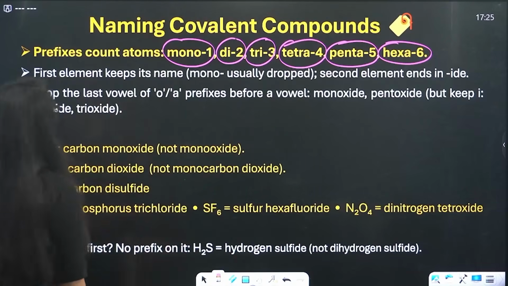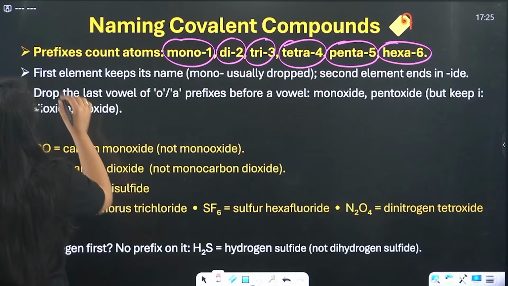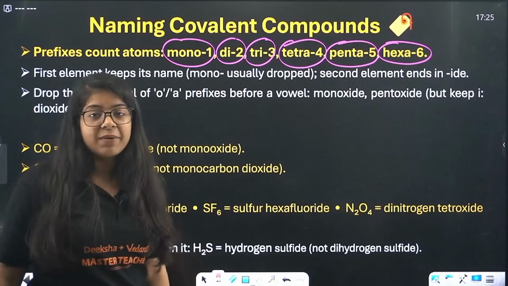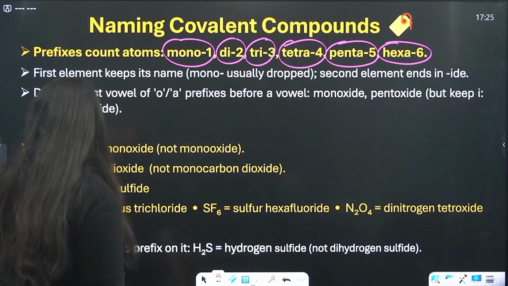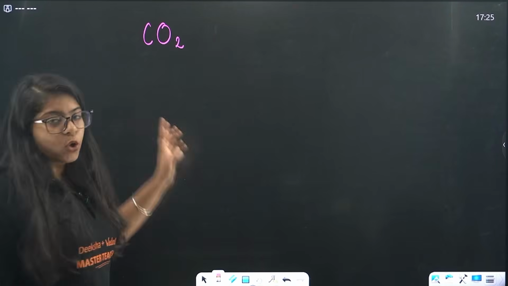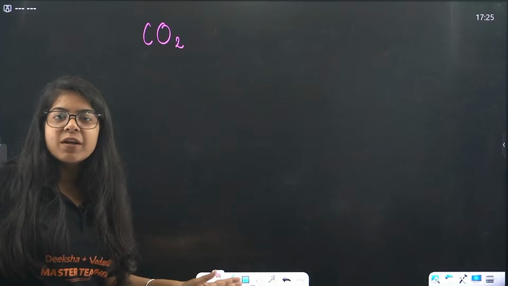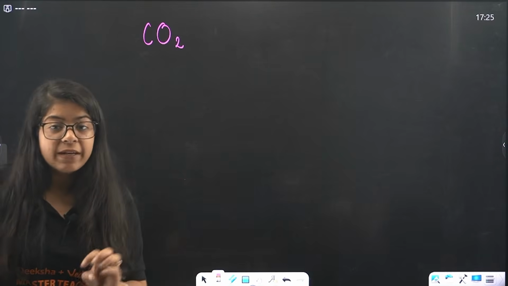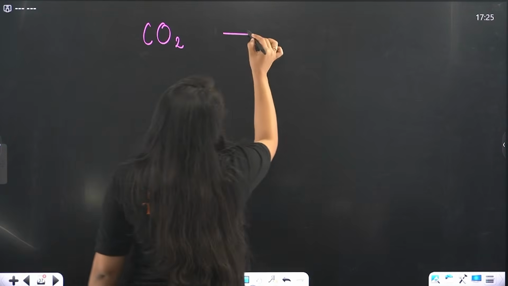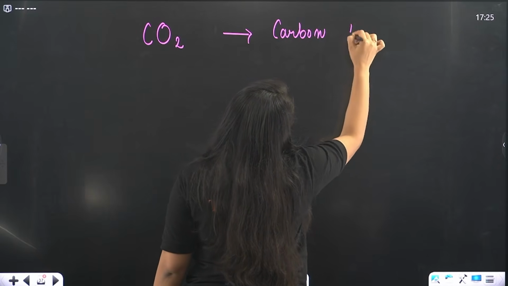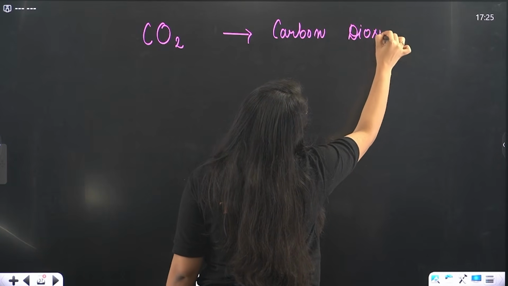Now beta, what are they saying? First element keeps its name. Whenever the first element is there, let's understand with a very important example, that is CO2. So do I write monocarbon because carbon is 1? No, I don't. I simply say carbon. Carbon dioxide. We know this name. Let's understand with the help of an already known example. So this is carbon dioxide.